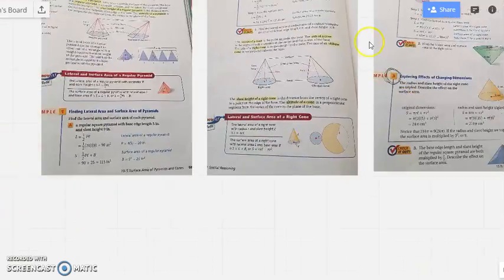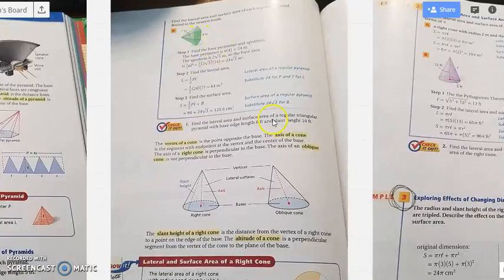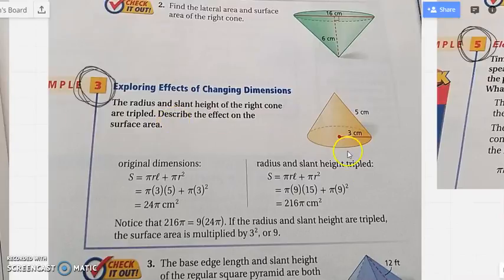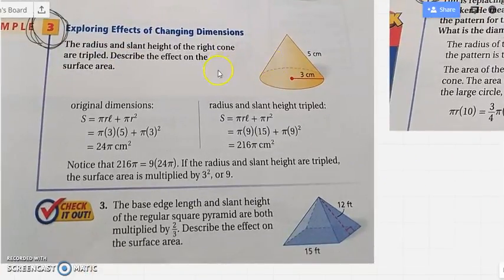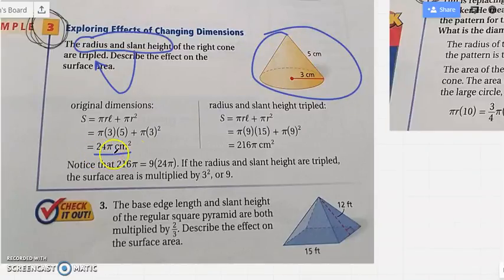So again, you can read up for some more details on what's happening here. Go through the examples just to get comfortable with the process if you get confused. And then here, the last part is about changing the dimensions. So what happens when you take the main dimensions, which are the radius and the slant height, and you change them? Say you triple all of them. Well, they'll show you that originally for this cone, you got a surface area of 24 pi. When you tripled this thing, right, it went to 9, and 3 went to 9. The total effect was you didn't triple the surface area, you actually multiplied it by 9.